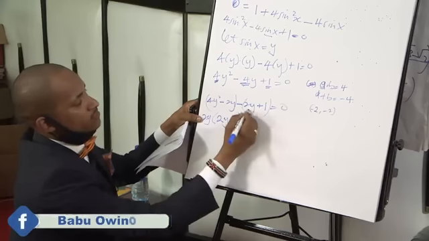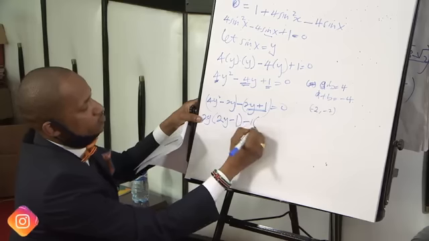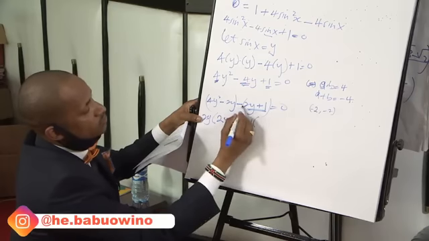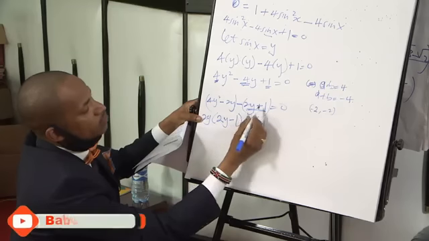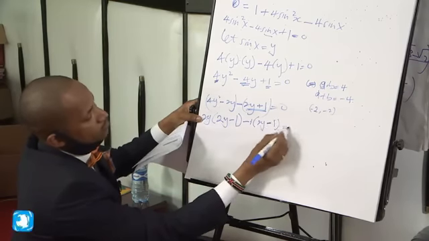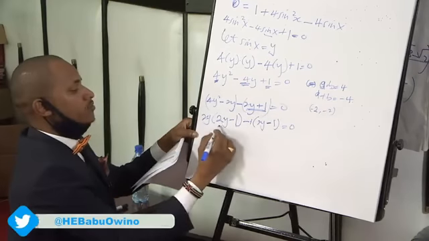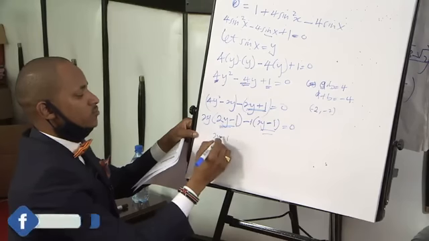Close the bracket. What is common here is minus 1, so we put minus 1. Minus 1 goes into minus 2y, 2y times. Then minus 1 goes into plus 1, minus 1. So we have this and this being common, and we collect them together: 2y minus 1.